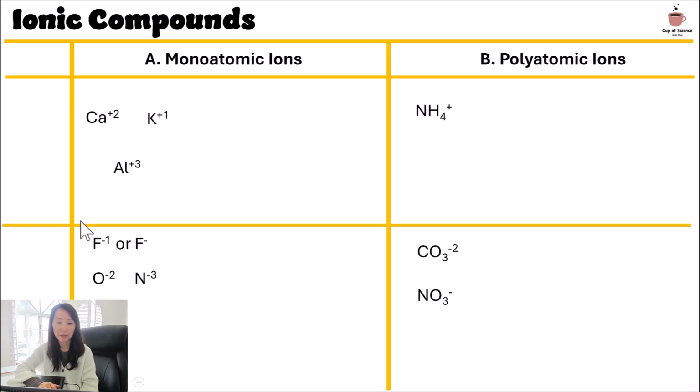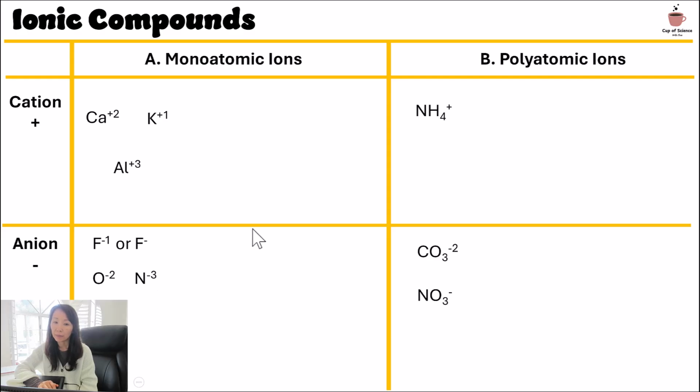Now let's compare the top and the bottom. The difference between the top and the bottom is that the top is a cation, a positively charged monoatomic or polyatomic ion. On the bottom is the negatively charged anion, so you see negative charges.